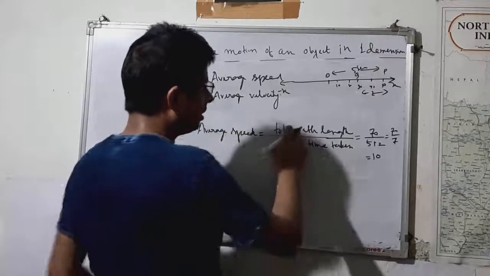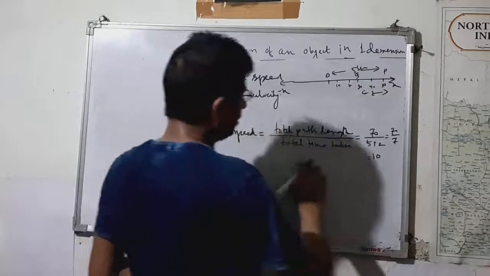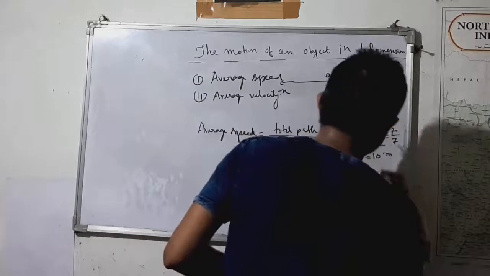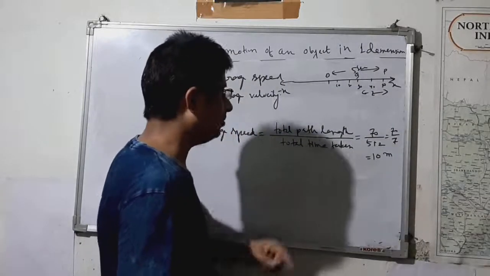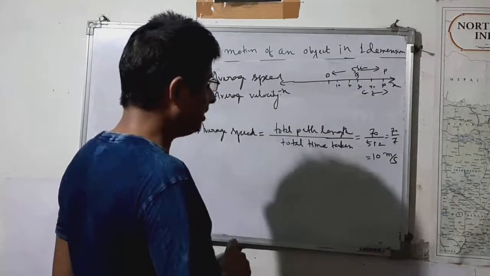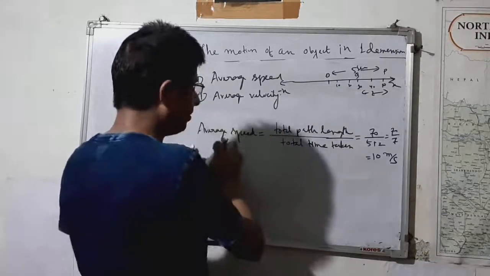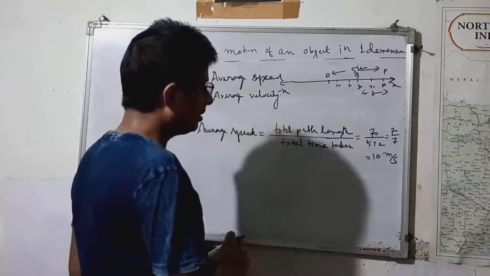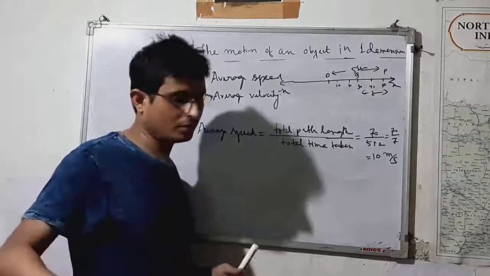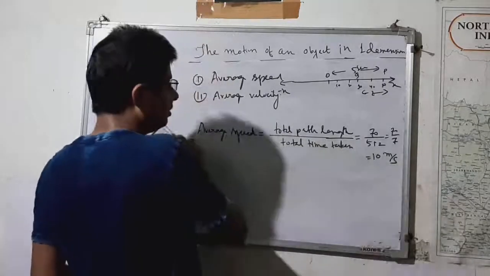So what should be the unit of average speed? Look here, this is total path length, so it is length, so its unit is meter, and here it is time, so its unit is second. So the unit of average speed is meter per second, and in this example we get average speed as 10 meter per second. Okay.